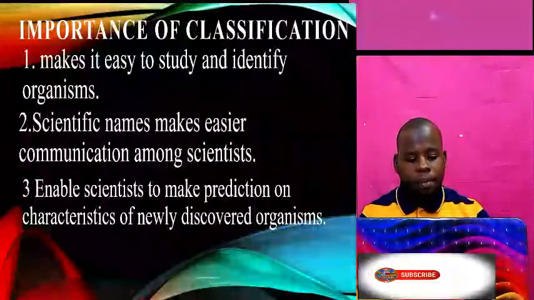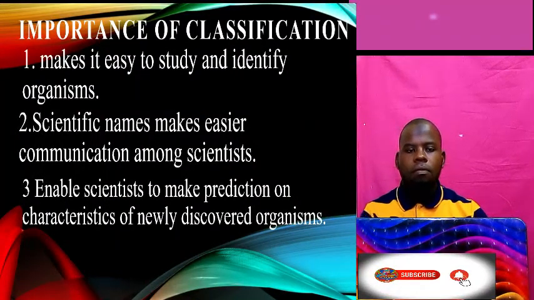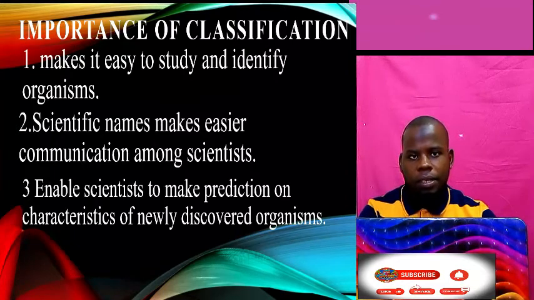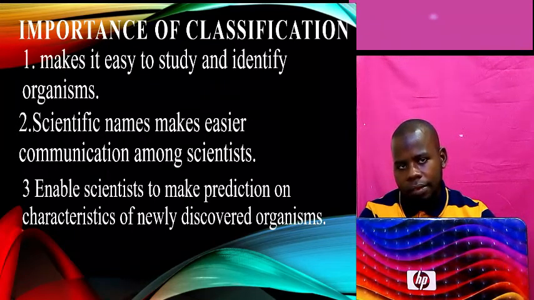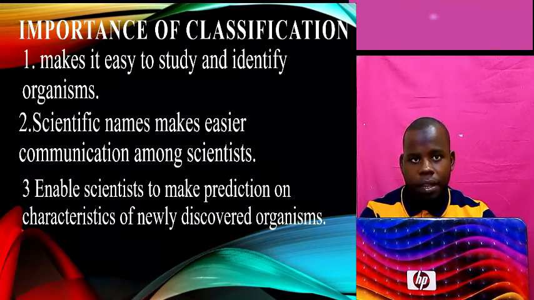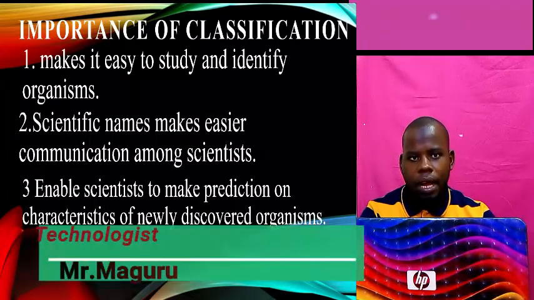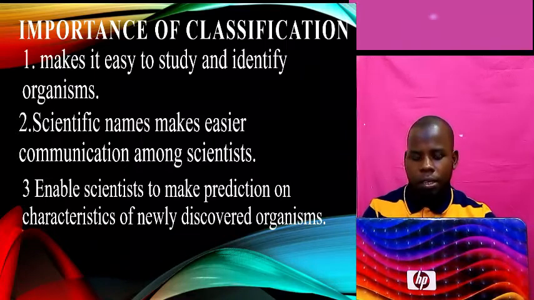Number 3, classification enables scientists to make predictions on the characteristics of newly discovered organisms. When a new organism is discovered, there are some features we can predict according to how they live, how they eat, and how they appear, their external appearance. We can predict it through classification. So that is the importance of classification.